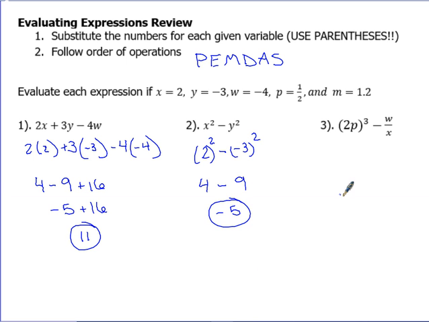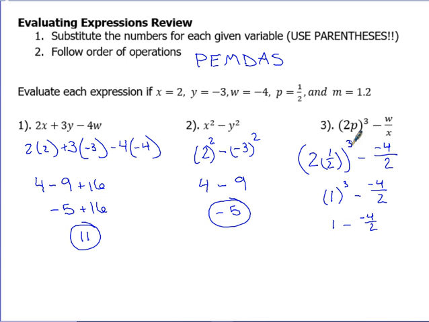We'll do example 3 as well, and then I'm going to have you try some on your own. So I have 2 times p, so I have 2 times 1/2, and then all of this is raised to the 3rd power minus w, which is negative 4, over x, which is 2. Parentheses first, I need to simplify in here. 2 times 1/2, that is 1. So now I have 1 to the 3rd minus negative 4 over 2. Parentheses, exponents. Here's my exponent, 1 to the 3rd power. That is still 1. So 1 minus negative 4 over 2.